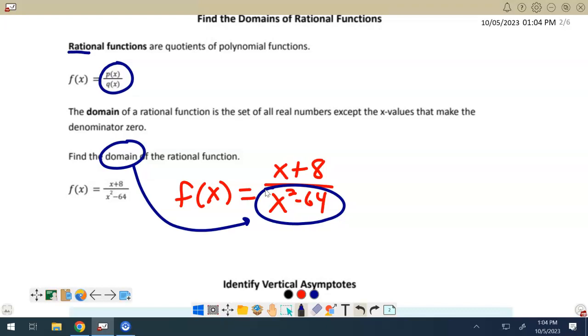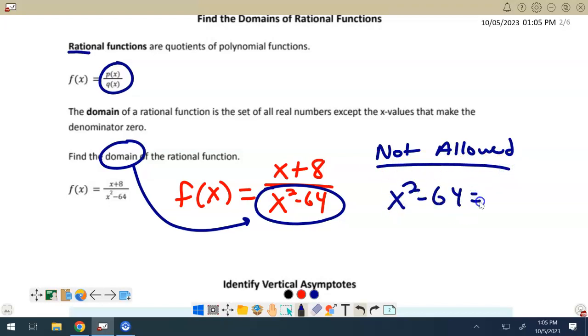So what I want to do is consider this situation where x squared minus 64 is equal to 0. That's what I'm interested in finding out because those are the things that I don't want. So what's not allowed to happen is x squared minus 64 equaling 0. By solving that equation, it's going to tell me the values of x that I'm not allowed to use, so those need to be removed from the domain.